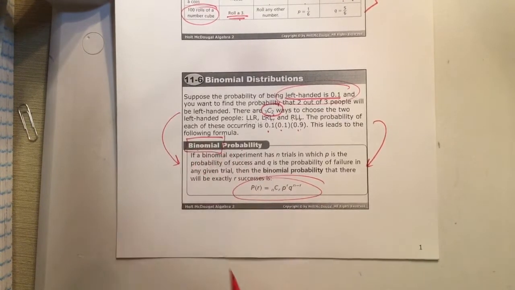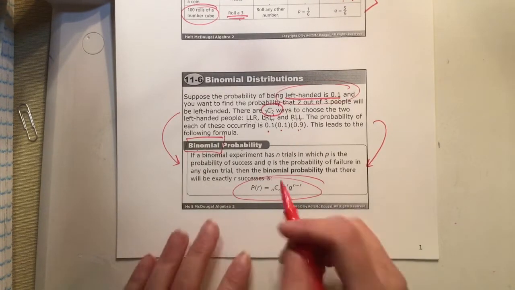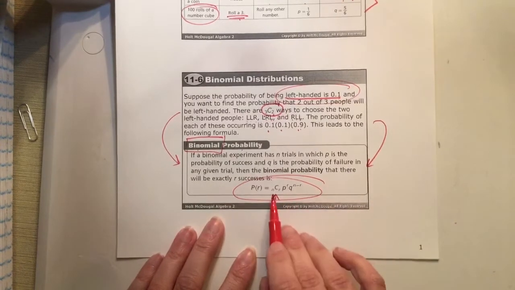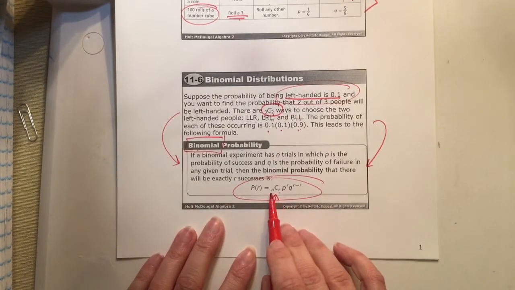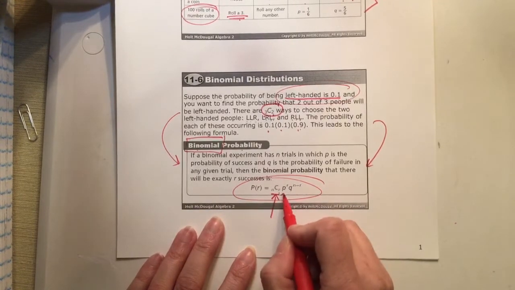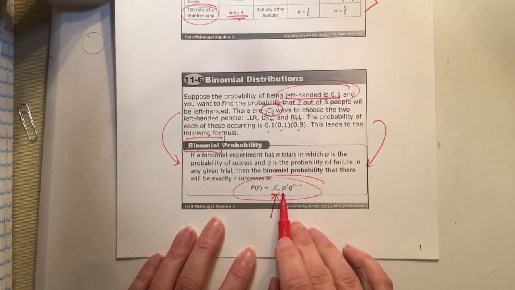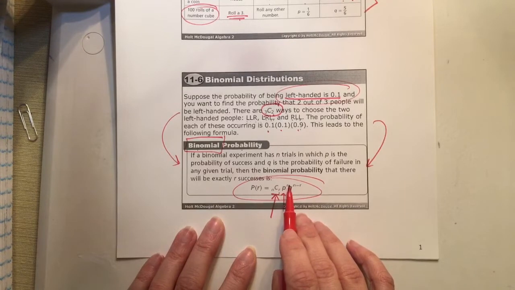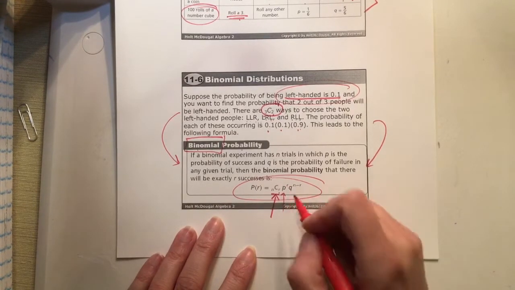Remember, binomial means that there's only 2 options. Your 2 options are success or failure. Did you get what you want or did you not? Here is how it starts off. You always start off with a combination. What is the total number of trials? And R, how many successes do you get? Then it's P. Remember, P is the success. What is the probability of success, to the exponent of how many times the experiment was a success.